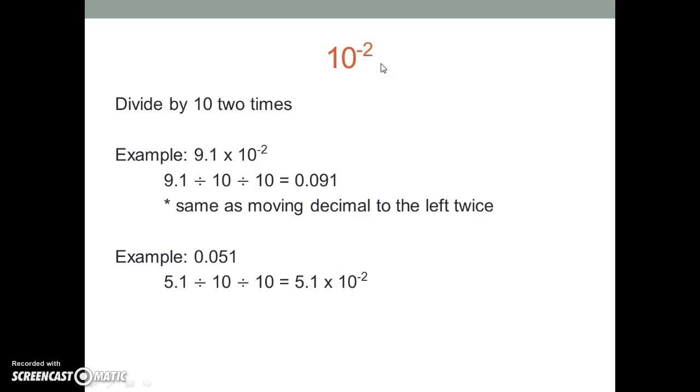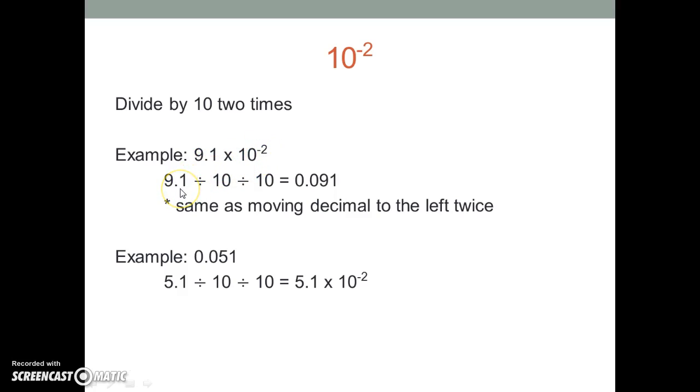Next, we'll take a look at 10 to the negative second. Here the exponent is negative. When your exponent is negative, that tells us that we are dividing. So because the power is 2, we are dividing by 10 two times. In scientific notation, I have 9.1 times 10 to the negative second.